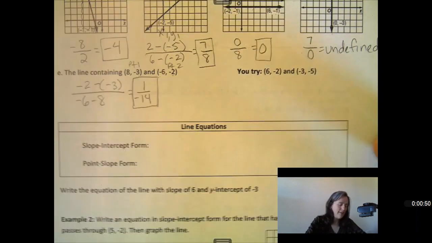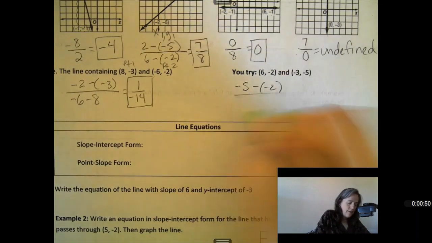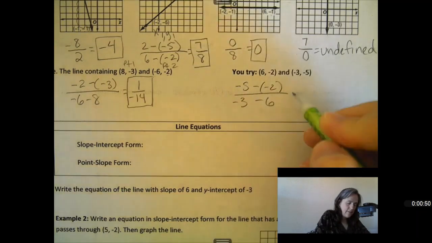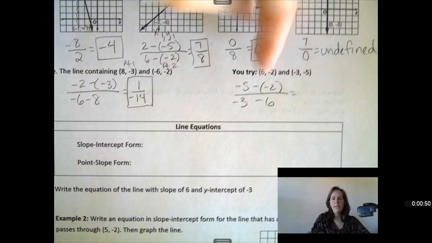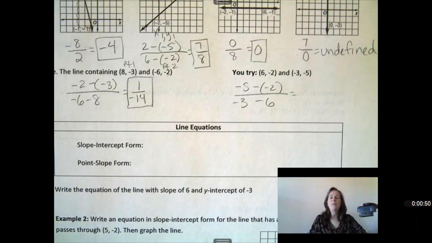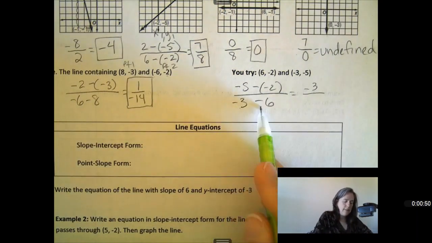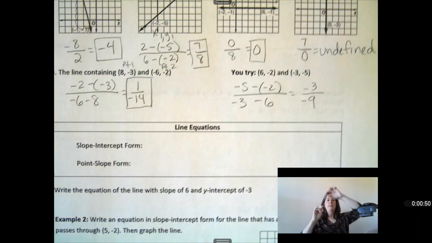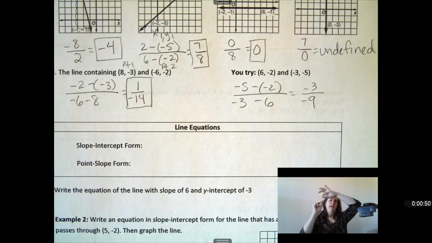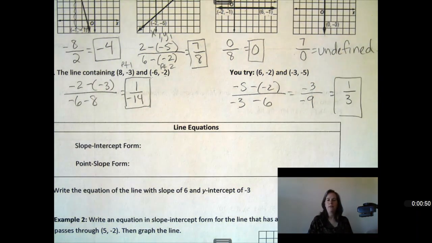All right, let's check your work on that one. -5 minus -2, -3 minus 6. Now, could you label this one point 2 and this one point 1? You could. Your numbers would be flipped, but we would get the exact same answer. So -5 plus 2 is -3. -3 minus 6 is -9. So I know when there's a negative on the top and the bottom that it becomes a positive number. And there's 1/3. So 1/3 should be the answer that you got on that one.